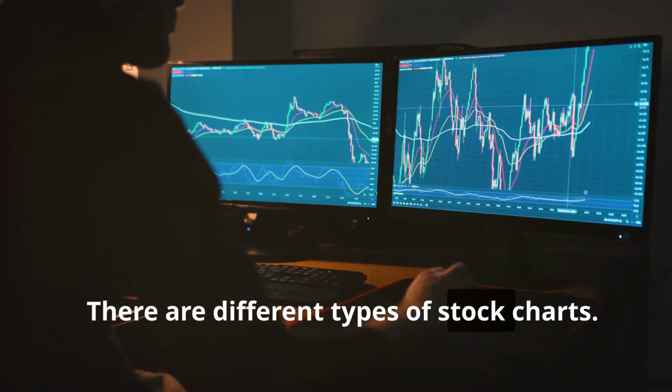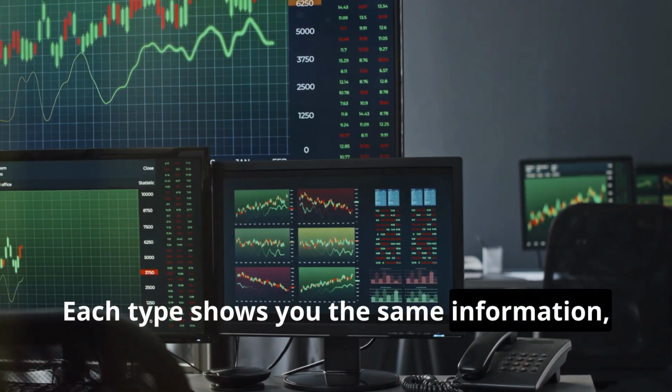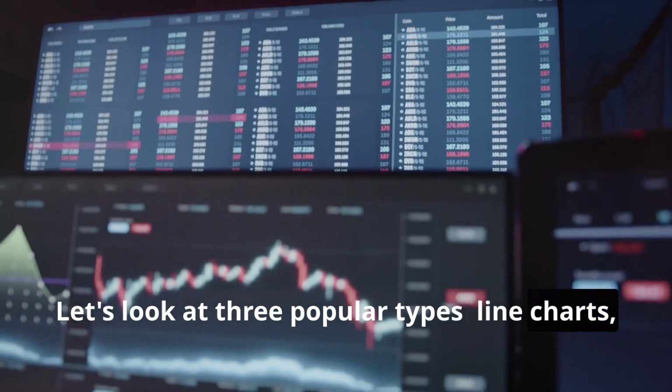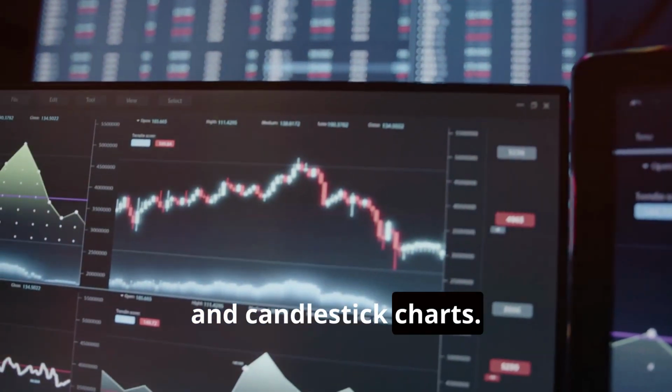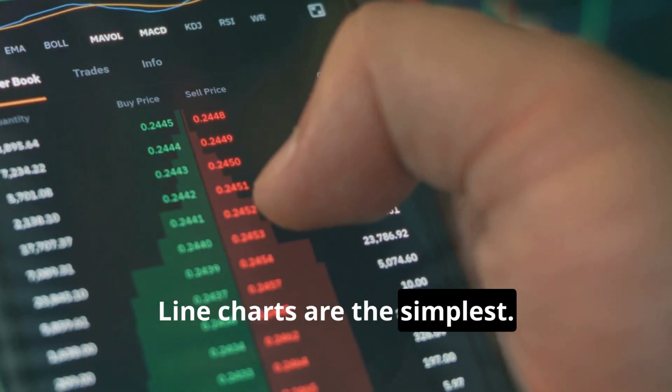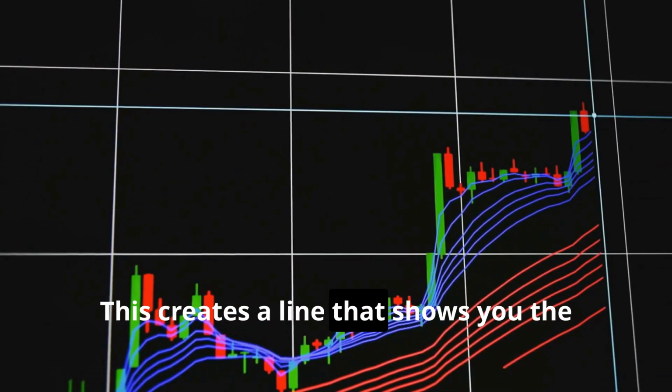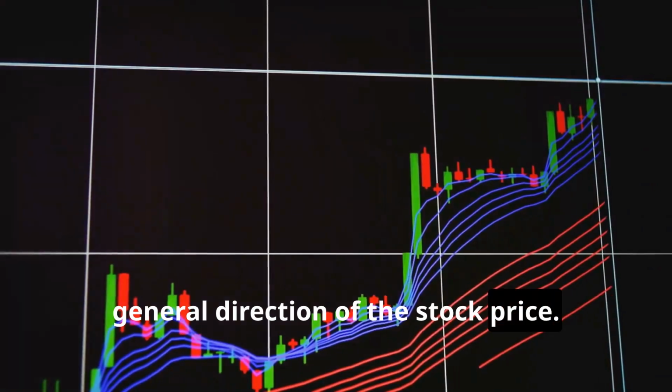There are different types of stock charts. Each type shows you the same information but in a different way. Let's look at three popular types: line charts, bar charts, and candlestick charts. Line charts are the simplest. They connect the closing prices of a stock over time. This creates a line that shows you the general direction of the stock price.